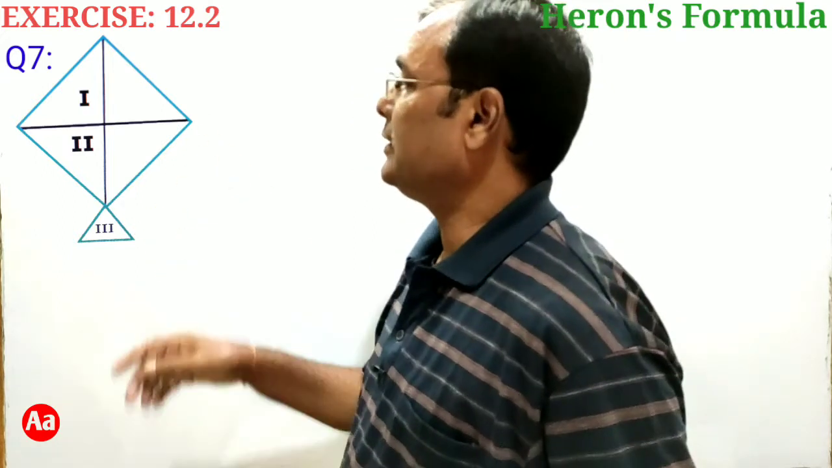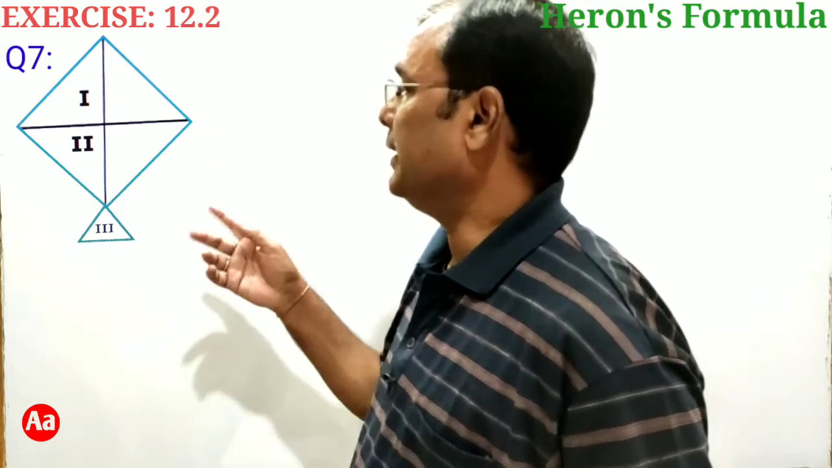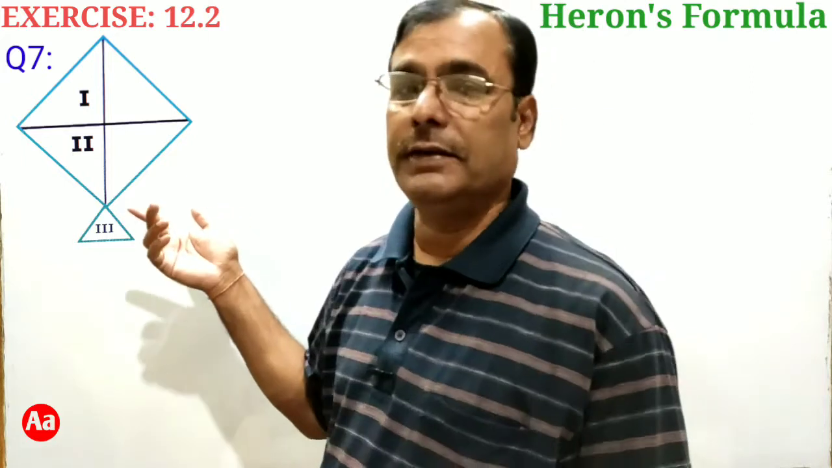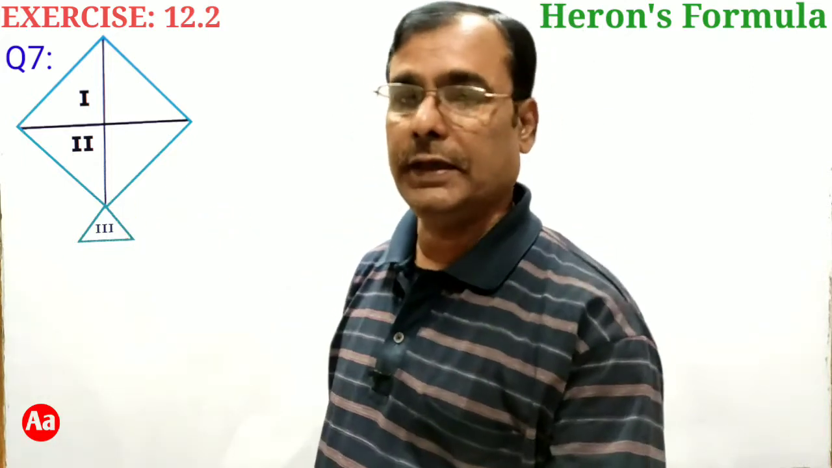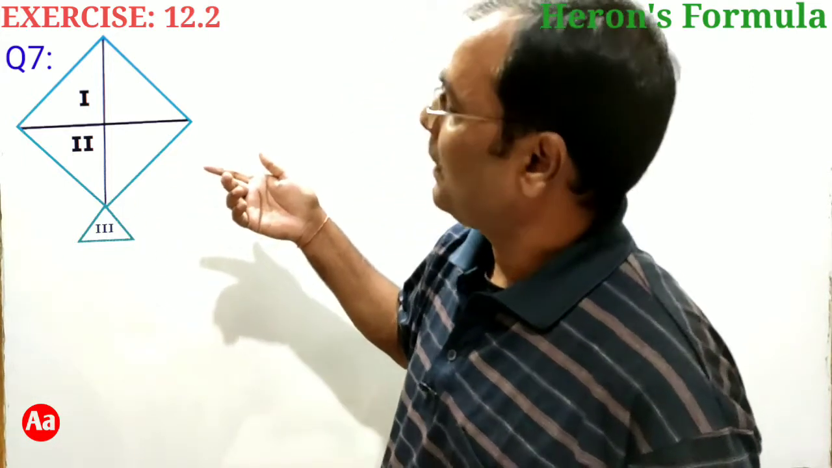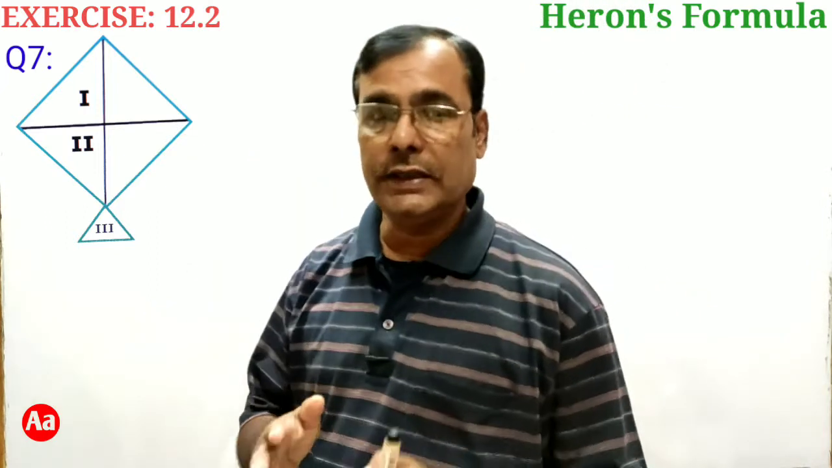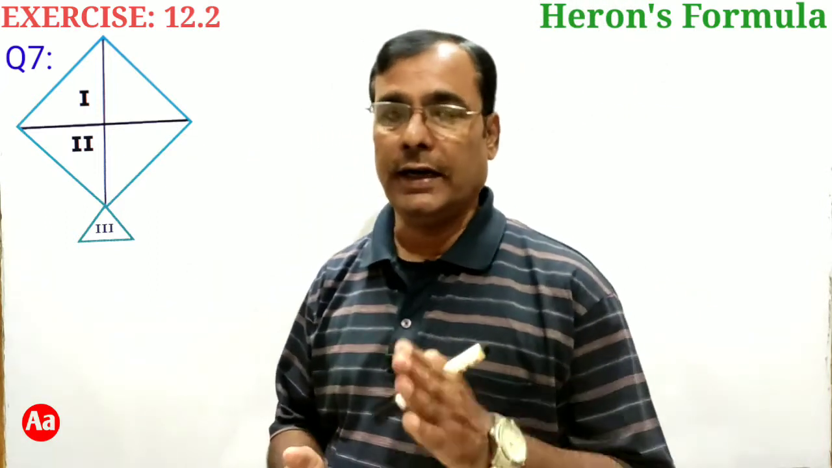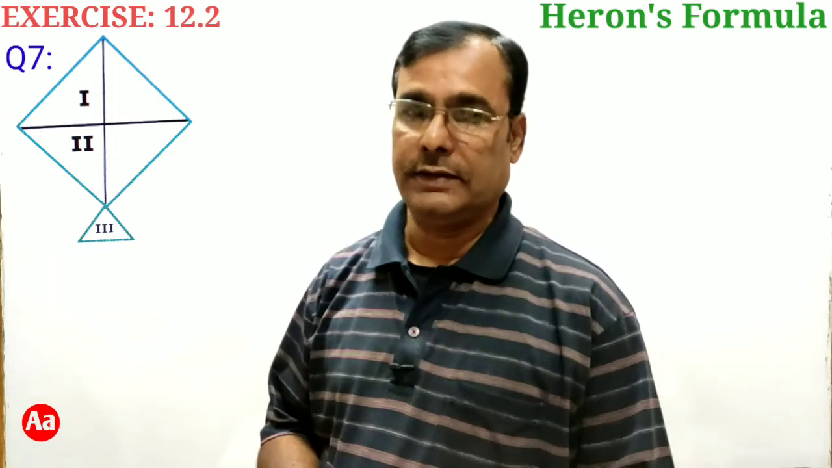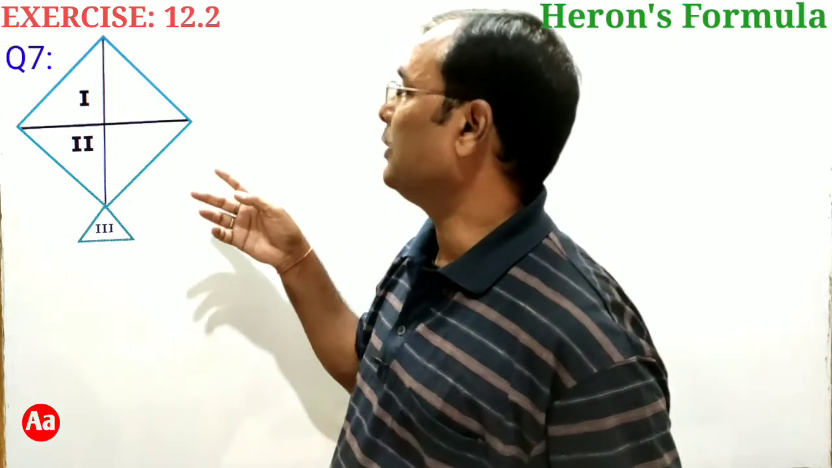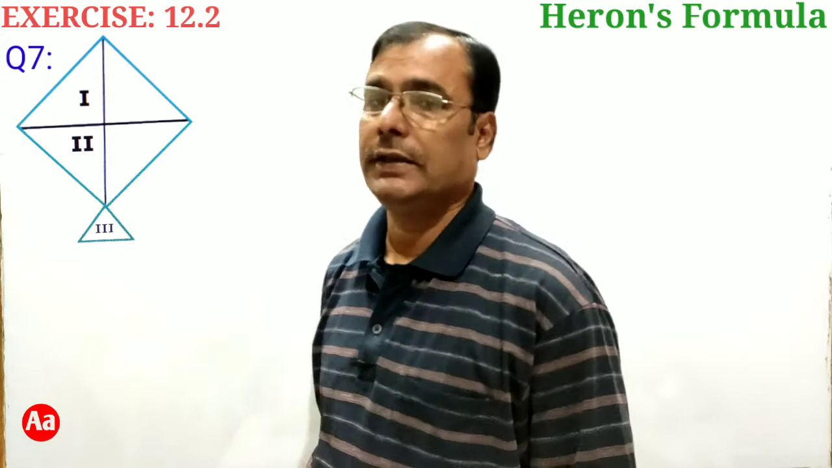See this square part of the kite. One diagonal is given, 32 centimeter, and we have to find the area of the first part of the kite, which is equal to half part of the kite. So how will you calculate the area of the first part of the kite?